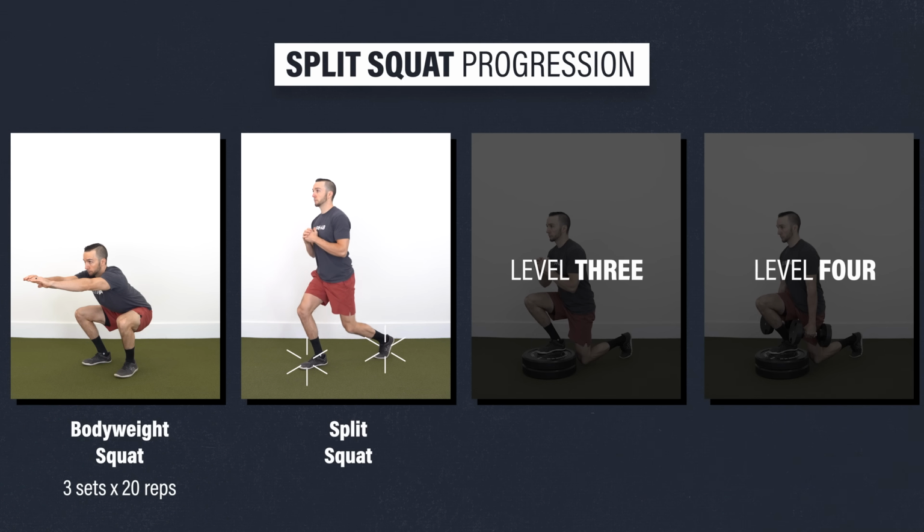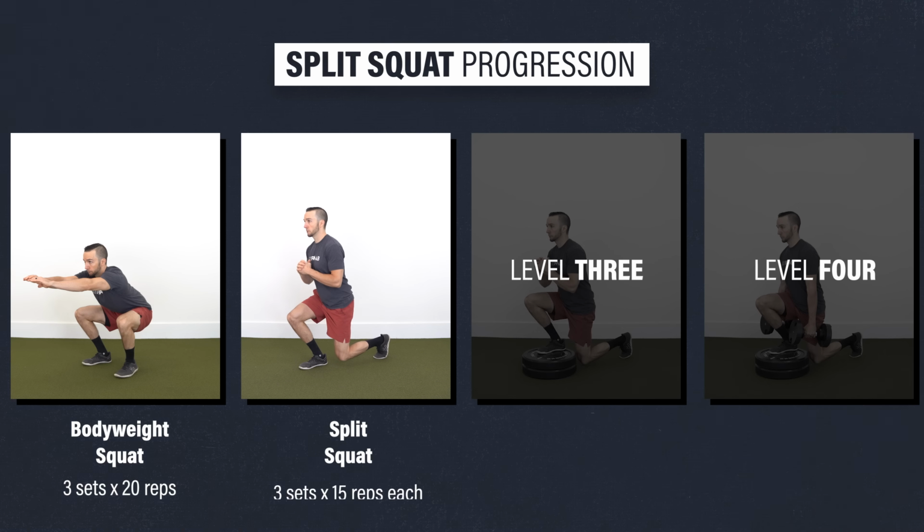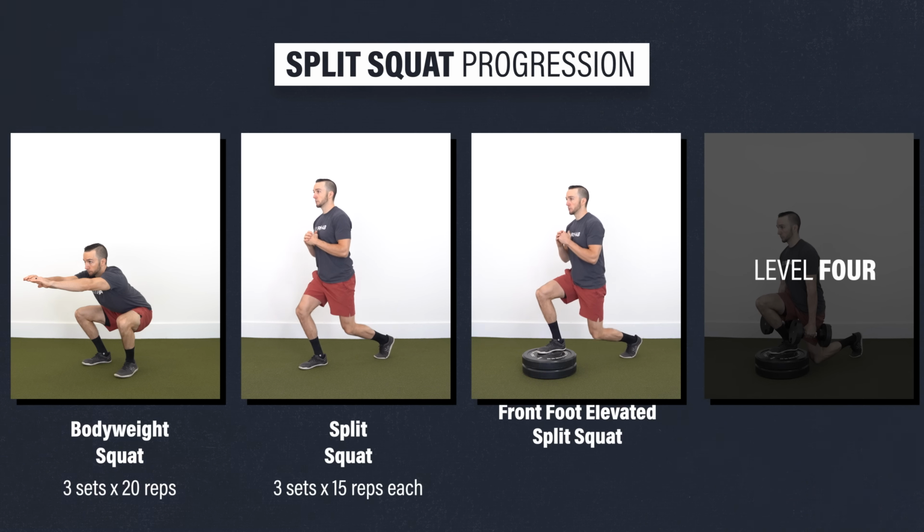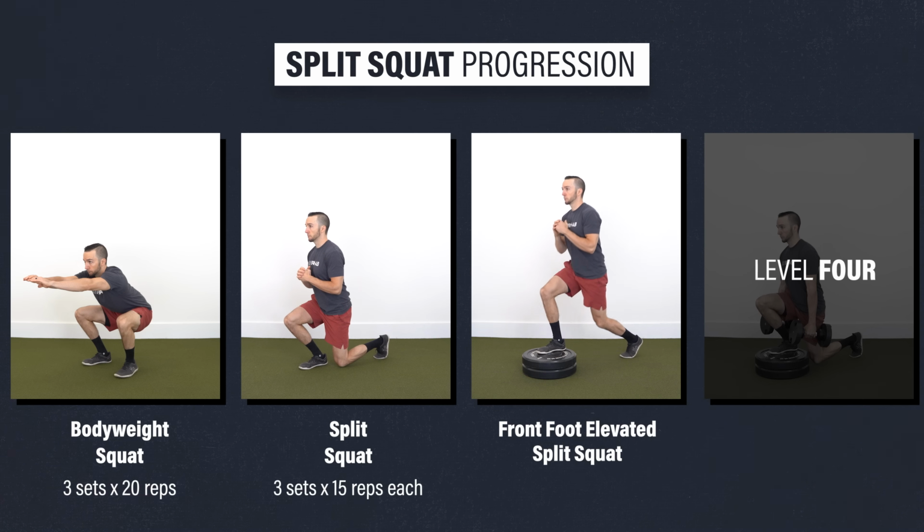Level 2, split squat. Start in a split stance and slowly lower your back knee toward the ground. If this is too hard, you can shorten the range of motion or use your hands for assistance. Before progressing to level 3, your goal is to perform 3 sets of 15 repetitions through your full range of motion on each leg.